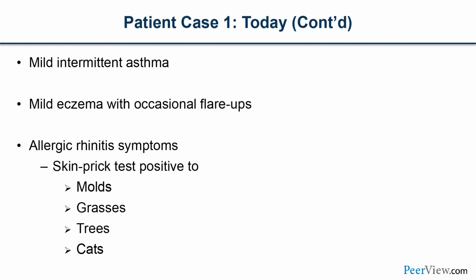So he also has intermittent asthma. His eczema, which used to be more severe, is now mild with occasional flare-ups. And then he has allergic rhinitis symptoms, which we know that kids who start with eczema, then they develop asthma at around 5 years of age, and then when they get a bit older, they develop the allergic rhinitis. And his skin tests are positive to molds, grasses, trees, and cats.